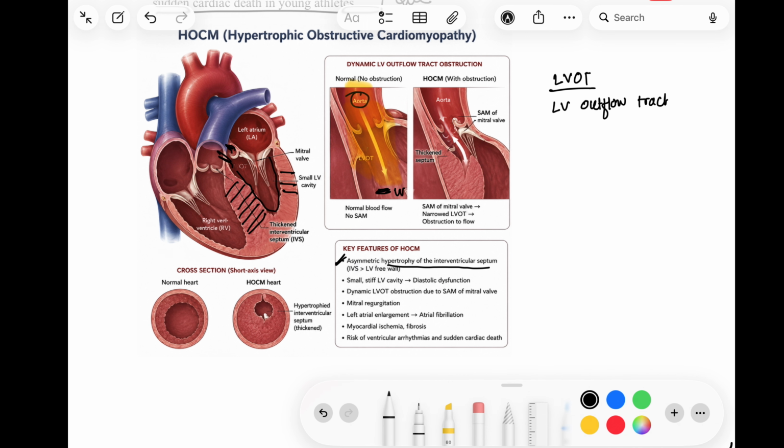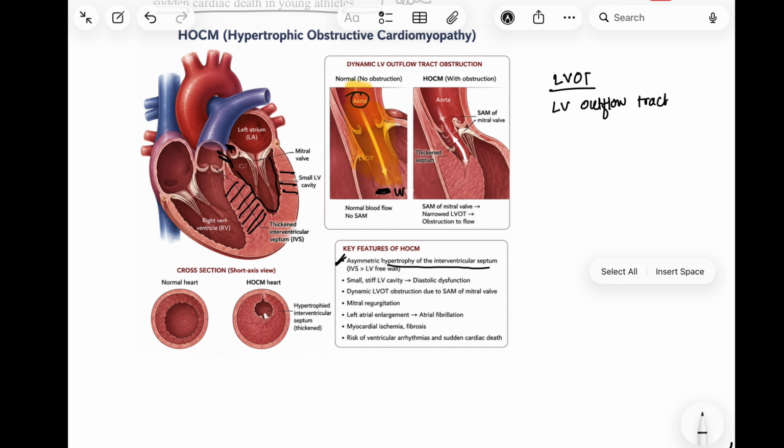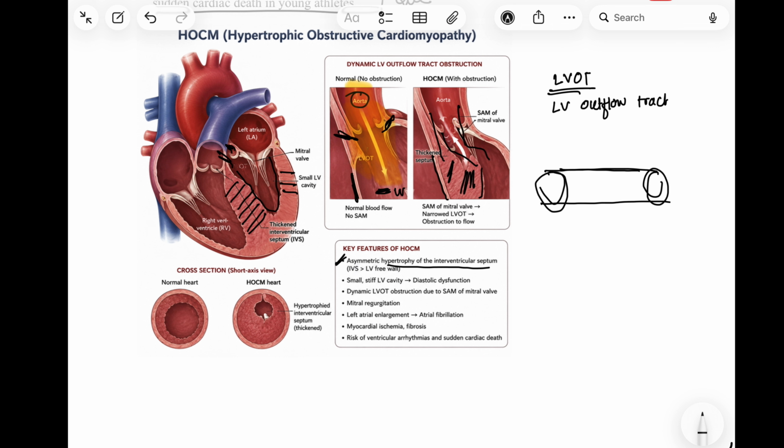Now please appreciate that there is a hypertrophy of this interventricular septum, due to which there is obstruction or obliteration of this LVOT, right? Here you can appreciate the LVOT has no obstruction due to the normal septum, but in this case, due to this hypertrophy, the LVOT has been decreased, right? Now understand with this simple diagram. Suppose this is your LVOT. Here is the left ventricle and here is the aorta, and this is your normal tract.